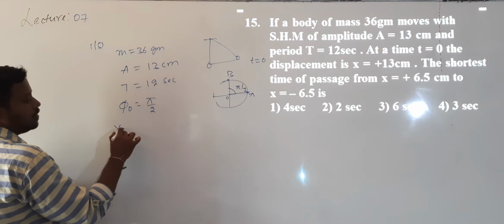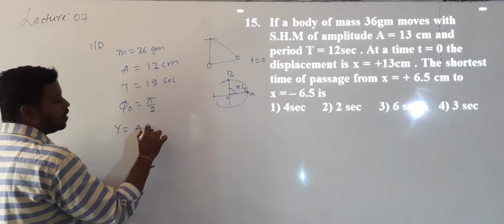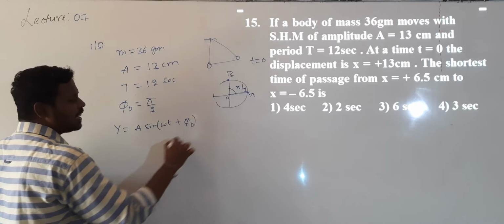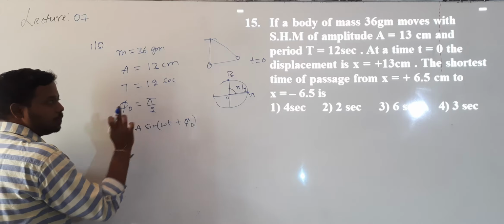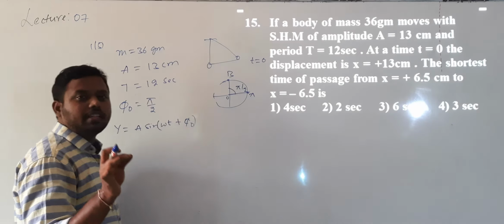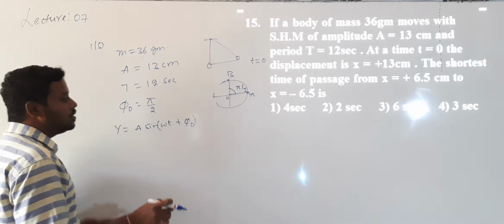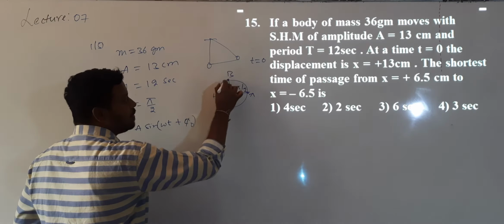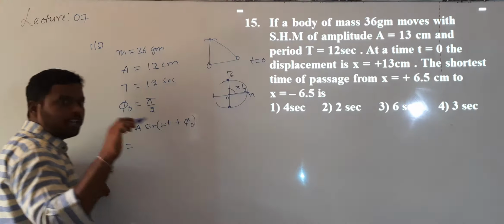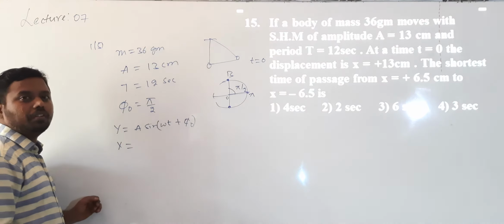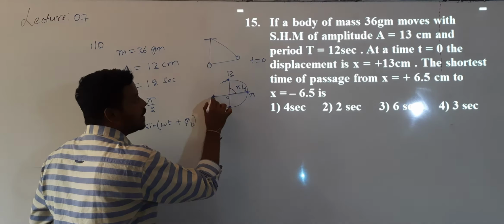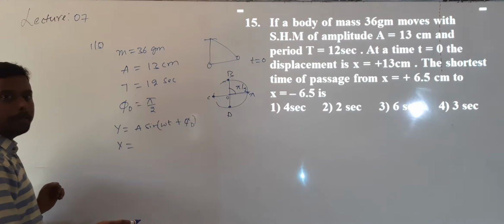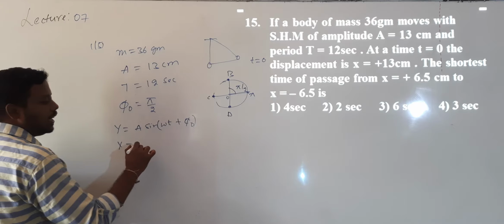What is the general equation for displacement? y is equal to a sin of omega t plus phi naught. Correct? Here phi naught is pi by 2. Whenever the motion starts from the extreme position, the initial phase is equal to pi by 2. If the motion starts from the other extreme position here, the initial phase is 3 pi by 2. If the motion starts from here, then the initial phase will be equal to pi. Okay?